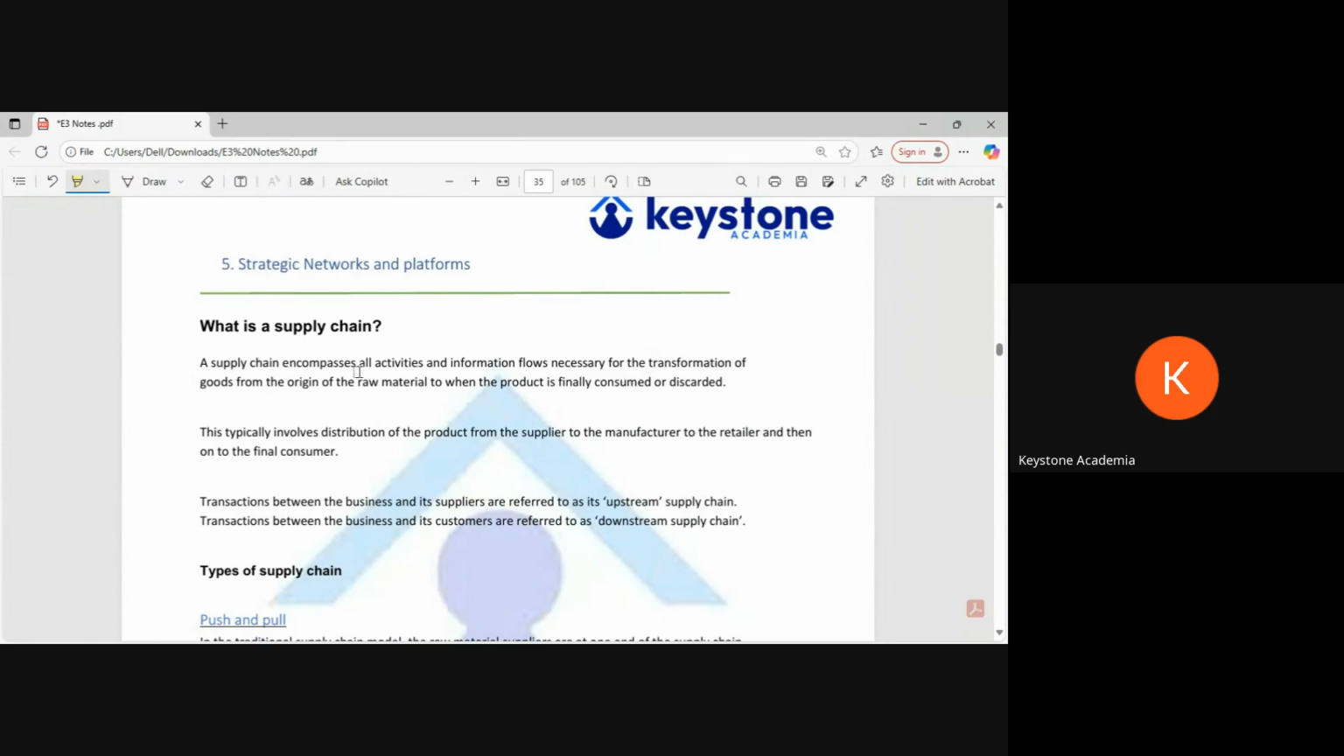So a good supply chain encompasses all activities and information flows necessary for the transformation of goods from the origin of the raw material to when the product is finally consumed or discarded. This typically involves distribution of the product from supplier to the manufacturer to the retailer and then to the final consumer. Transactions between the business and suppliers are referred to as upstream. Between the business and the customer, which maybe is another business, doesn't matter, that is downstream.